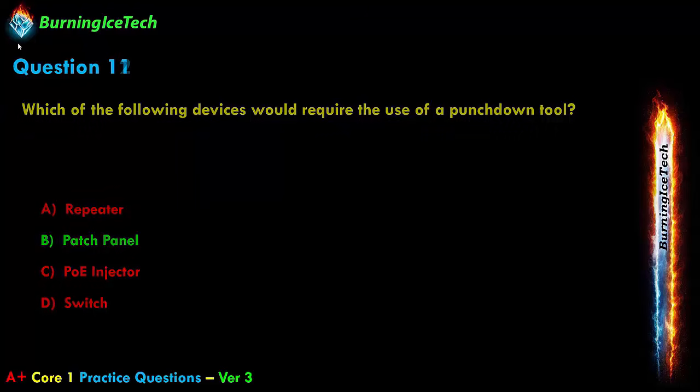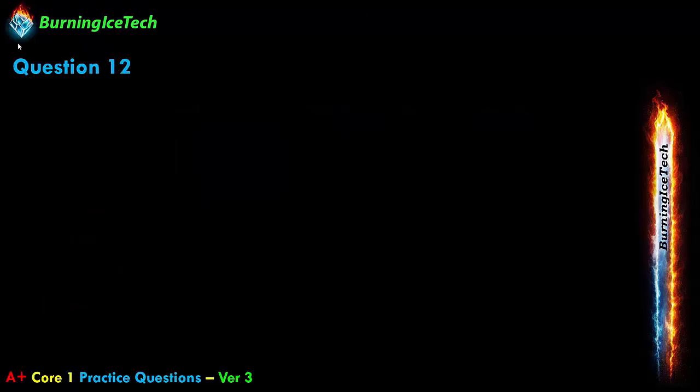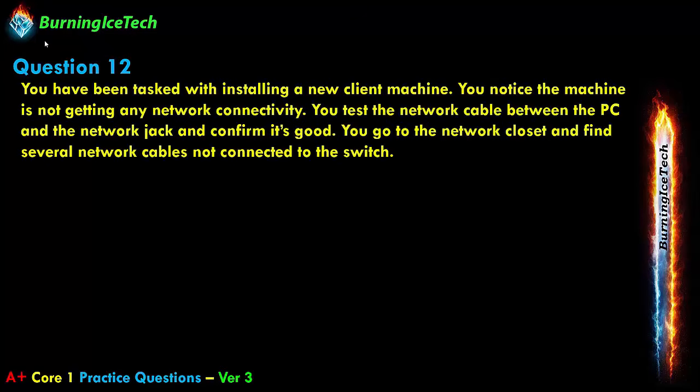All right, folks, let's move on to question number 12 here. You have been tasked with installing a new client machine. You notice the machine is not getting any network connectivity. You test the network cable between the PC and the network jack and confirm that it's good. So that small little network cable that goes from the laptop or the desktop to the wall jack, that wall box, that is good. We normally call that a fly lead.